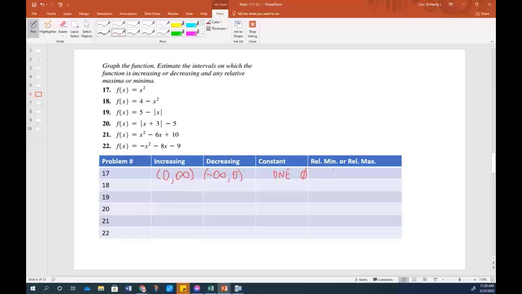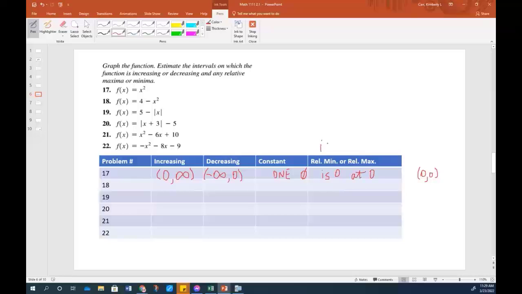And the minimum, that low point, was 0, 0. And what generally we say is that, I'm going to write out here what the point was. It is 0, 0. But when you're looking for this, you're going to look for some wording. And we're going to say the relative minimum is 0, and it occurs at 0.